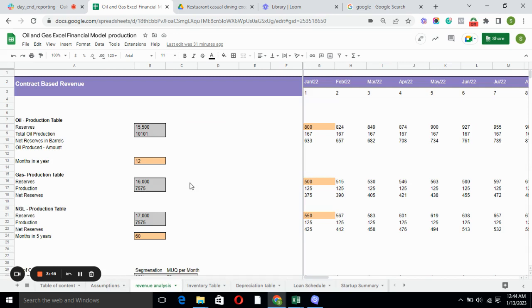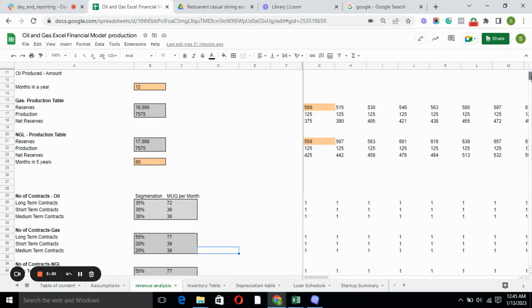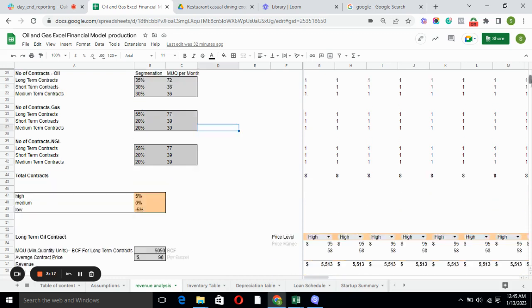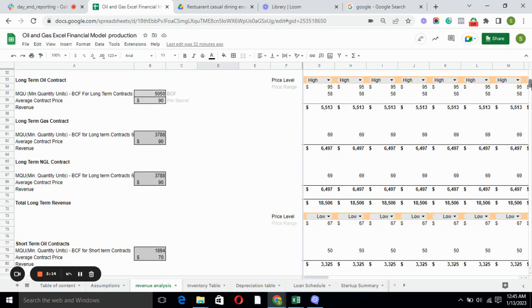Moving forward, the revenue analysis. In revenue analysis, we have the production table for the products we are offering: oil, gas, and NGL. We have reserves, total oil production, and net reserves. Moving forward, we have the number of contracts for oil, gas, and NGL. We have taken long-term, short-term, and medium-term contracts for the three products we are offering, and we have calculated the revenue for long-term, short-term, and medium-term for oil, gas, and NGL.